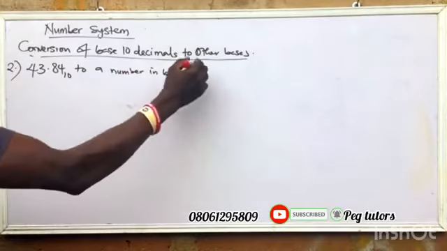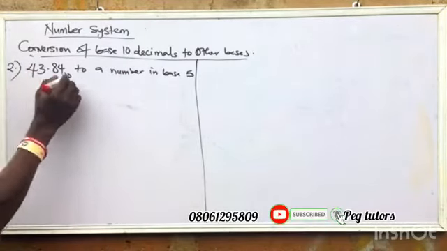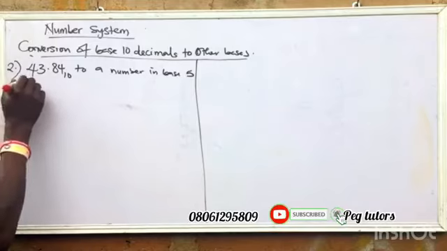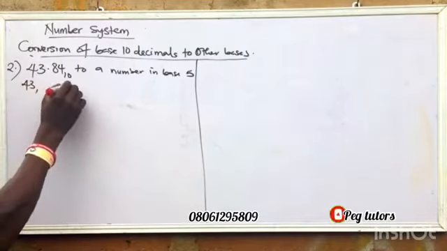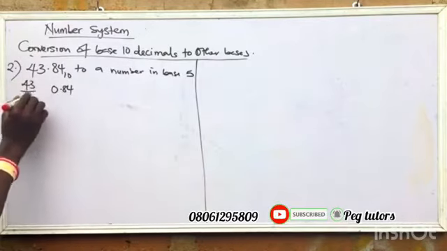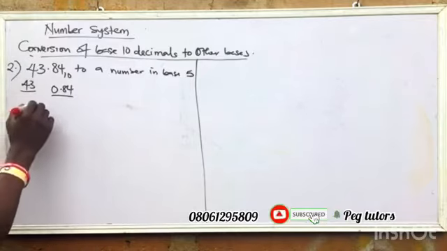So here the same thing applies again. We have to split this into the whole number part and the decimal part. The whole number part here is 43, and the decimal part here is 0.84. So these are the splits. First of all, work on the whole number part before we work on the decimal part. Our whole number part is 43.